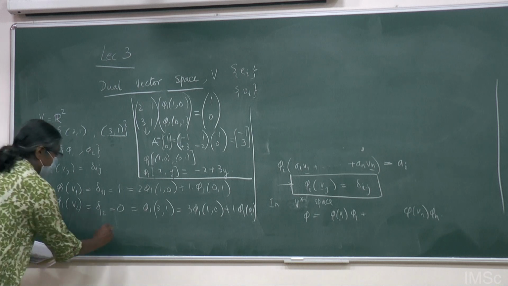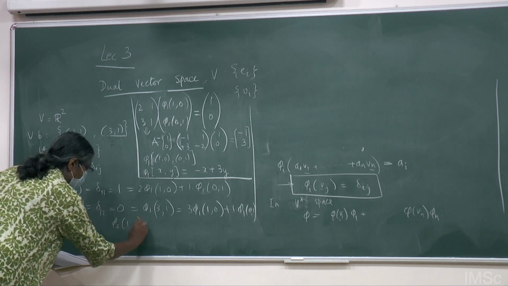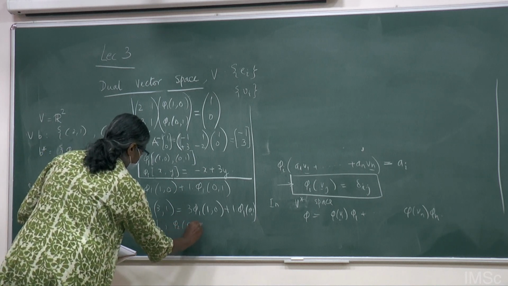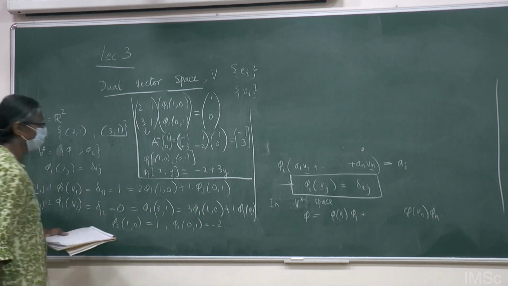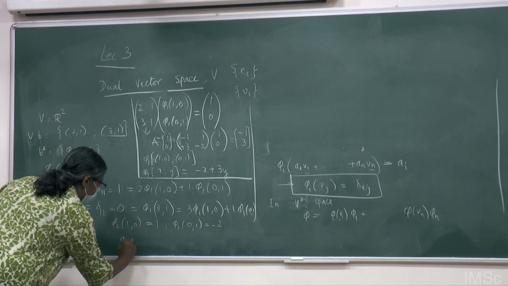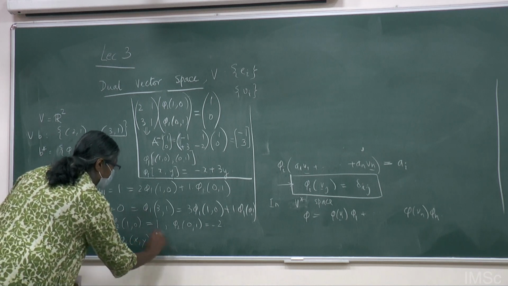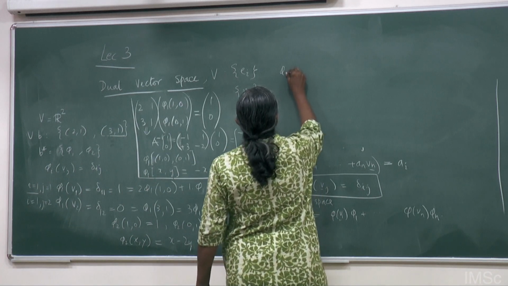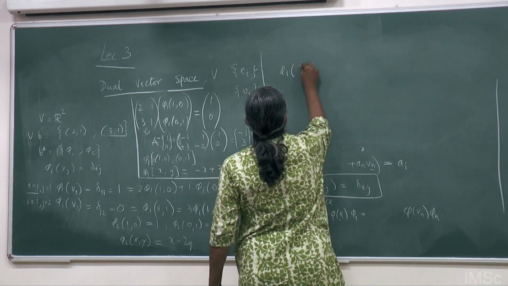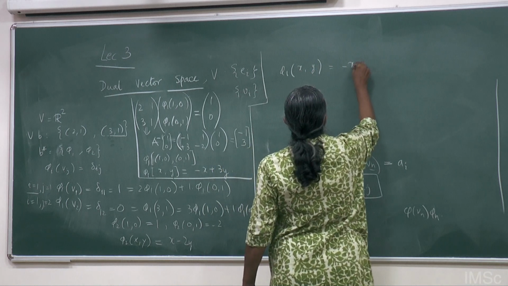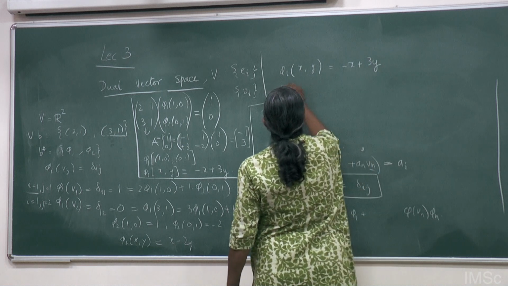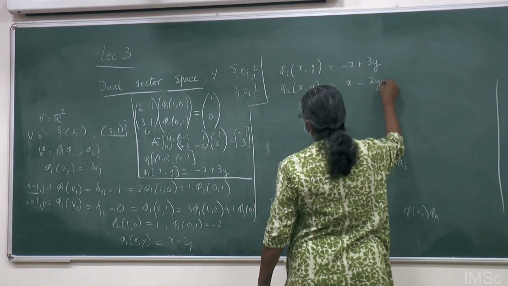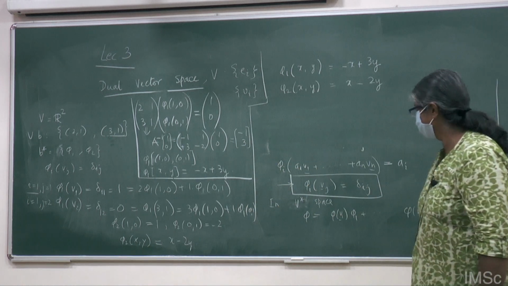So you will get as the answer phi 2 of 1 0 is equal to 1, phi 2 of 0 1 is equal to minus 2. So that means phi 2, I hope you can see this part of the board, is x minus 2y. I'll write it again here. So phi 1 of x comma y is minus x plus 3y. Phi 2 of x comma y is x minus 2y, which you could have expected looking at the structure of this matrix, right?